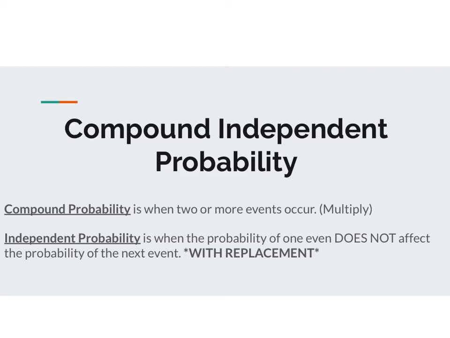This video will discuss compound independent probability. You should write this information down in your notebook. Compound probability is when two or more events occur, and we multiply. Independent probability is when the probability of one event does not impact or affect the probability of the next event, with replacement. It is with replacement, which is very important to note.